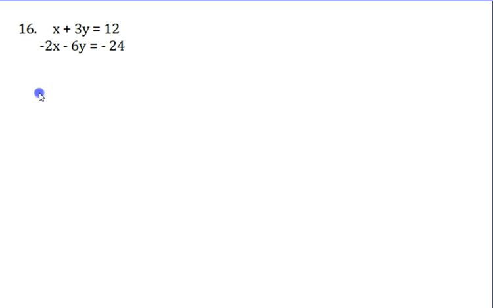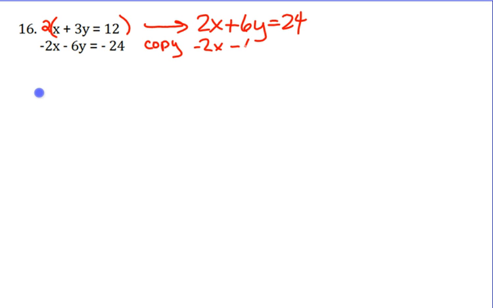Well, I can manipulate an equation, all right? Manipulating an equation means multiplying the entire equation by the same value, each and every term, and then changing it. So in this case, if I multiplied each and every term by a 2 here, okay? I'm going to take 2 times the x, 2 times the 3y, and 2 times the 12. All right, that's what I'd get: 2x plus 6y equals 24. And then at the same time, I'm just going to copy down what I have here, so they're one underneath each other: negative 2x, negative 6y equals negative 24.